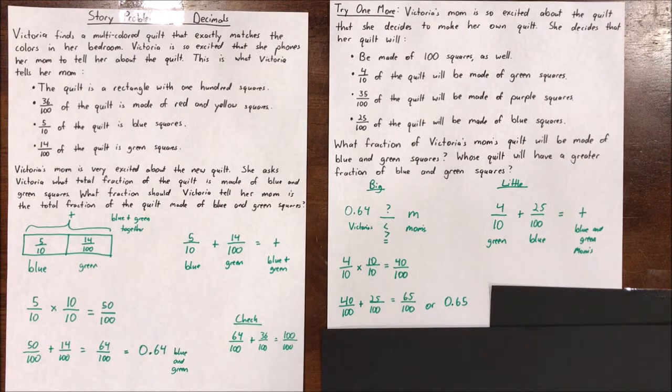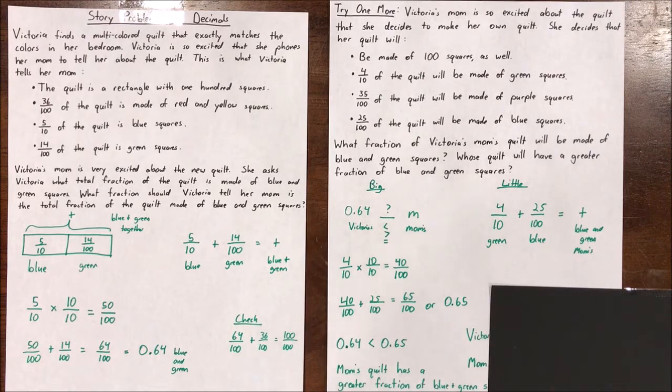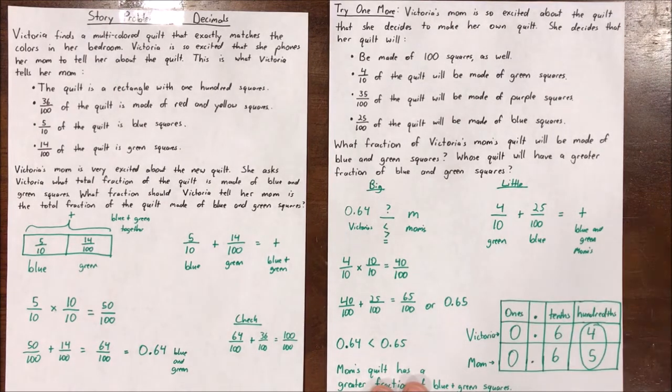65/100ths is greater than 64/100ths, and we could use a place value chart to check this. The largest place, right, that has different digits is the hundredths place. And 5/100ths is more than 4/100ths, so 65/100ths is going to be more than 64/100ths. You can see it here as well, written a different way. 64/100ths is less than 65/100ths. So then mom's quilt, right, has a greater fraction of blue and green squares.